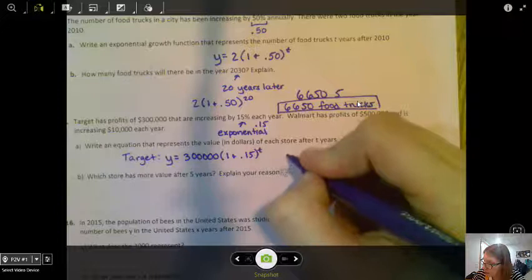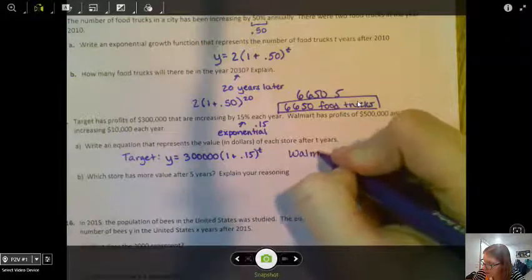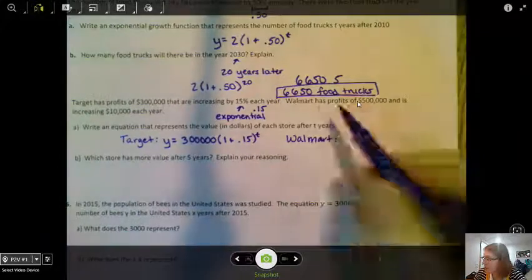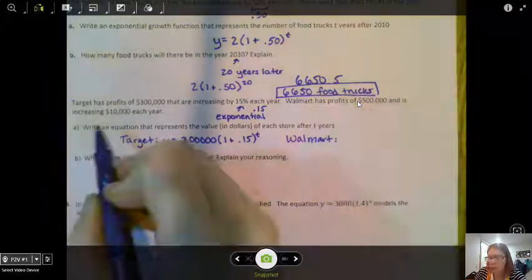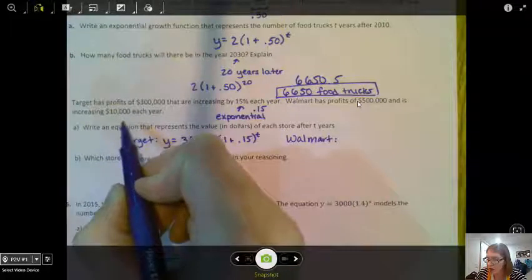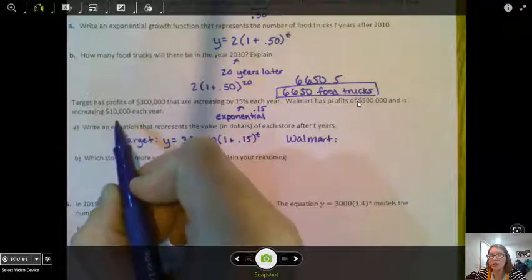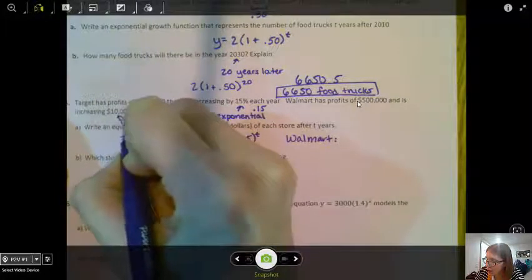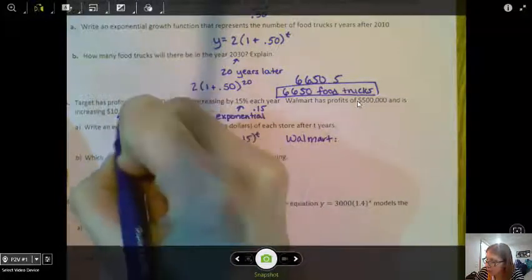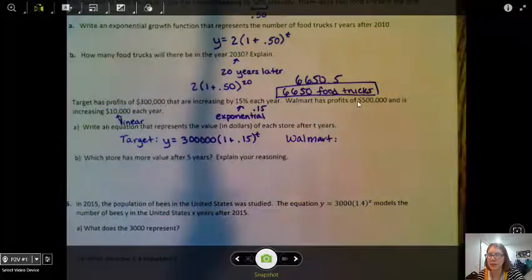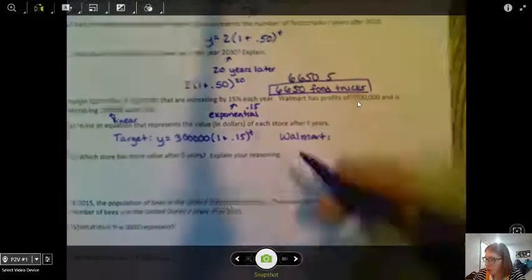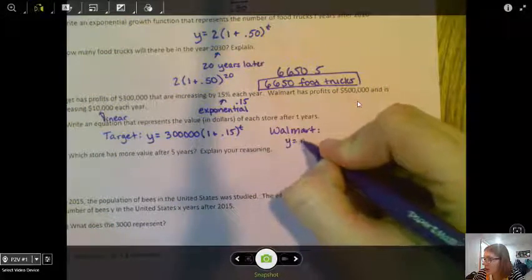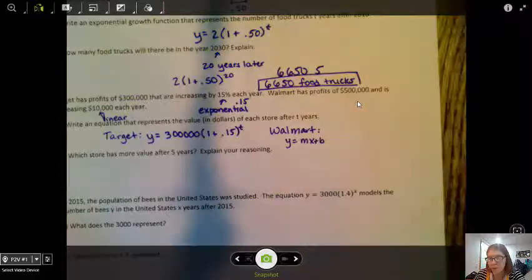Now we're going to write an equation for Walmart profit also. But here's the thing with Walmart. Their profits are increasing $10,000 each year. We're not increasing a percent, we're increasing a set amount. And that set amount tells us we have something that's linear. Linear has a constant rate of change. So for Walmart's equation, I don't have something exponential. I need to use this formula, y equals mx plus b.